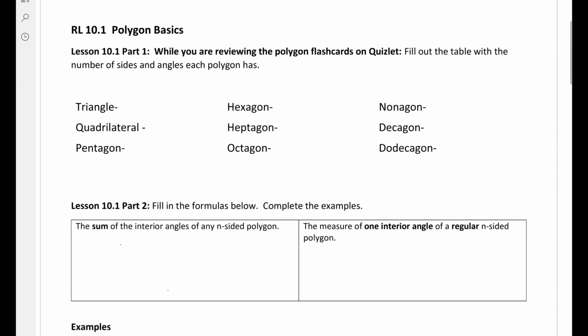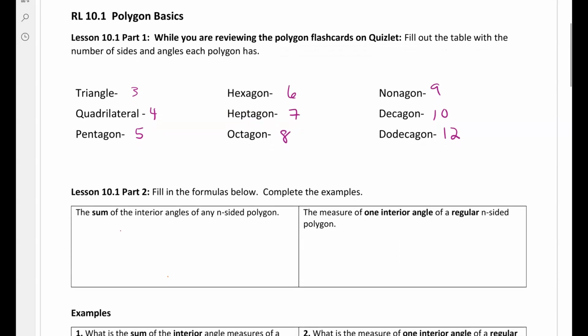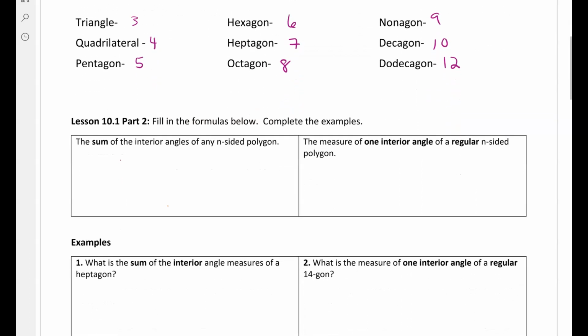All right, let's go ahead and summarize what we've learned in this first part of the unit. When you're exploring that vocab on Quizlet, we do just need to know the name of these particular polygons based on the number of sides. I would recommend either using those Quizlet flashcards or making your own to study those.